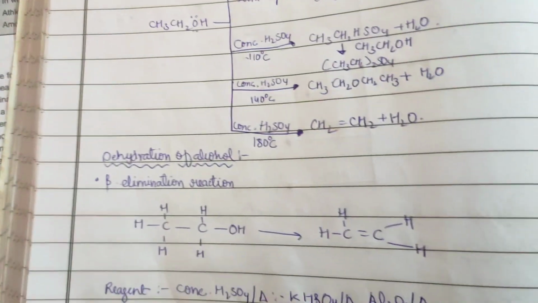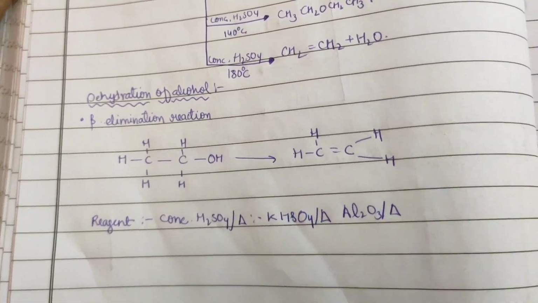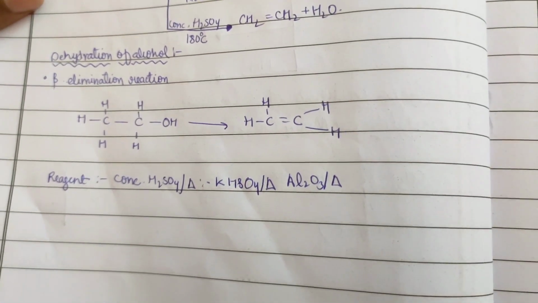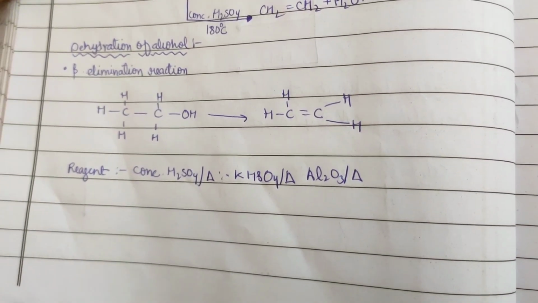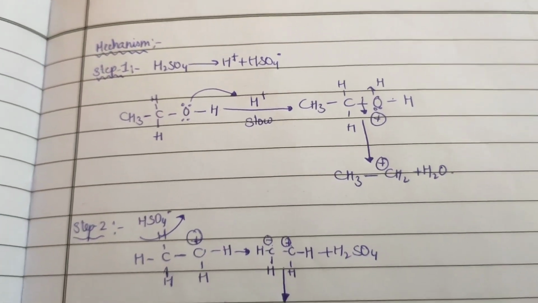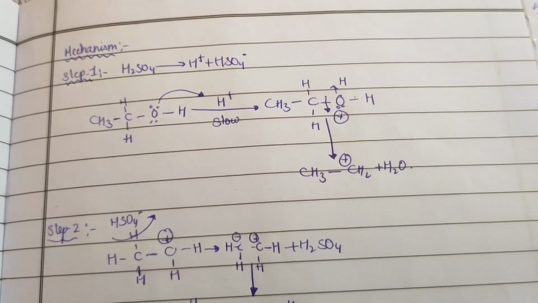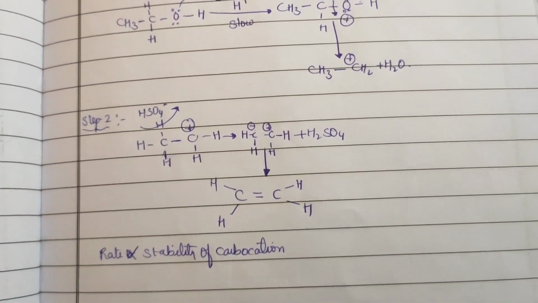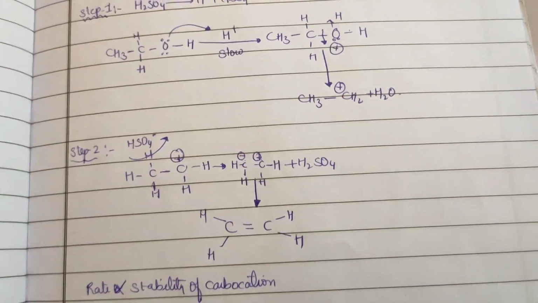Here you can see beta elimination reaction. The reagent is concentrated H2SO4, KHSO4 or Al2O3 is used as catalyst. Mechanism. Here step 1: H2SO4 gives rise to H+ plus HSO4-. Here you can see. Then step 2 is the rate-determining step. After these steps you can say that the rate is directly proportional to the stability of the carbocation.